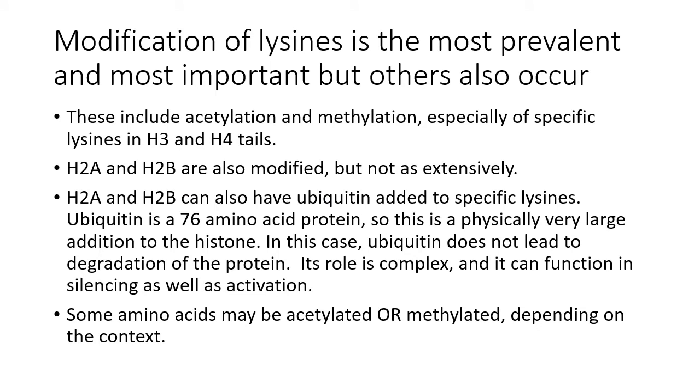Okay, so it's very prevalent on basically all of them. The most extensively modified are the H3 and H4 tails. H2A and H2B can also be modified, but are also likely to have ubiquitin added to specific lysines. Ubiquitin is a 76 amino acid protein, so this is an enormous addition to a histone protein, if you consider the histone protein itself is less than 200 amino acids. So remember, some amino acids can be acetylated or methylated depending on the situation.